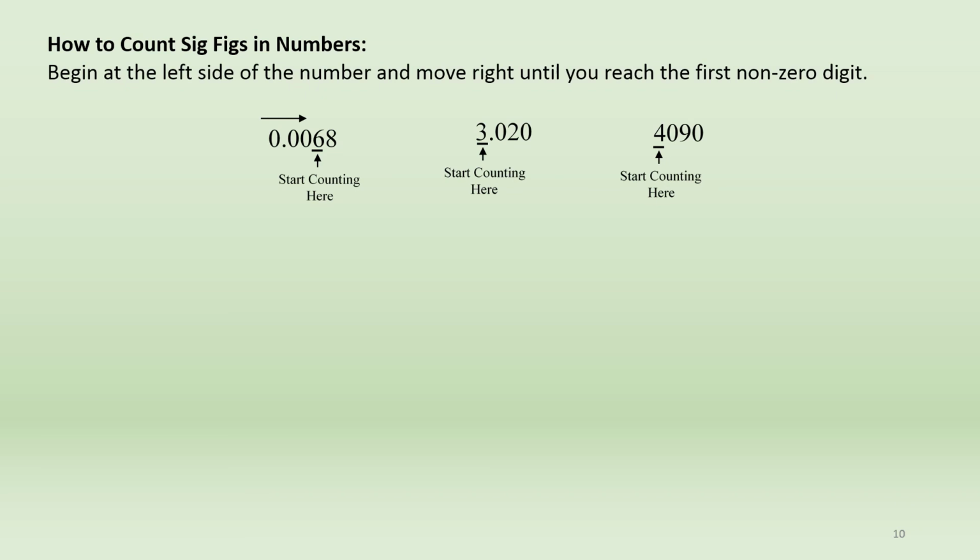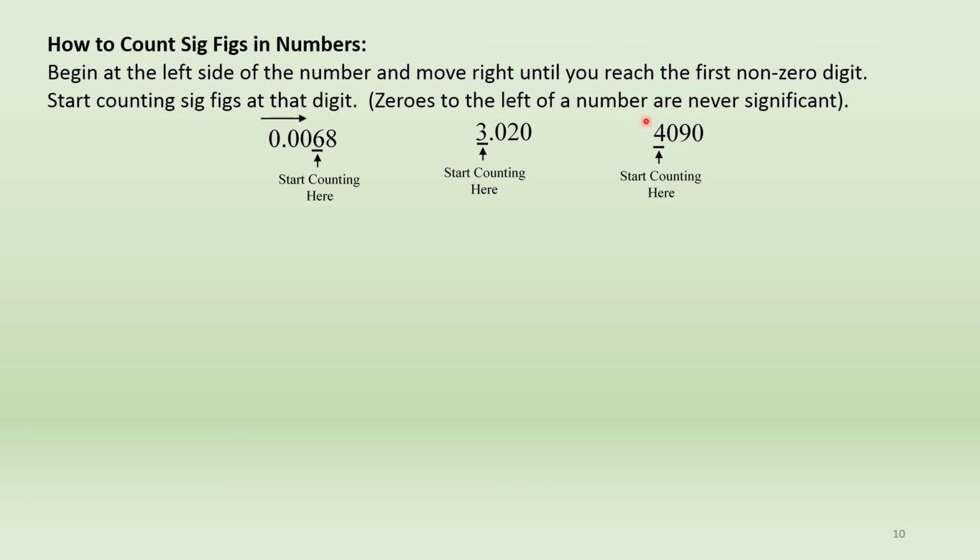To count sig figs in a number, we start at the left-hand side of the number and simply move right until you reach the first non-zero digit. So in the number 0.0068, we start from the left and we start counting when we reach the first non-zero digit, which is the 6. In the case of 3.020, we start at the left, and in fact the first digit here is non-zero, so we start counting here. Likewise in 4090, the first non-zero digit on the left is the first digit, the 4. We start counting here. So we start counting at that digit. Zeros to the left are never significant.